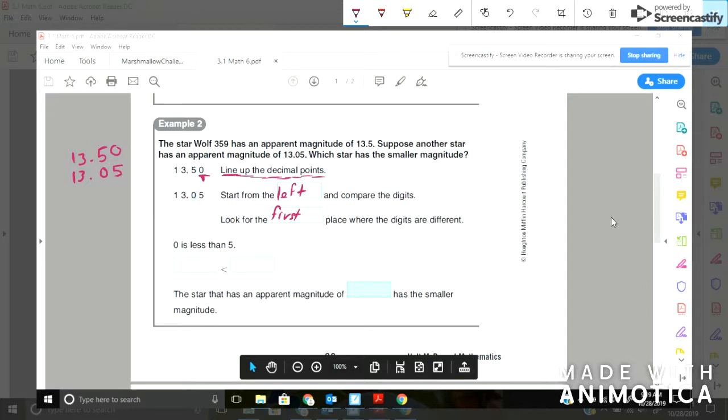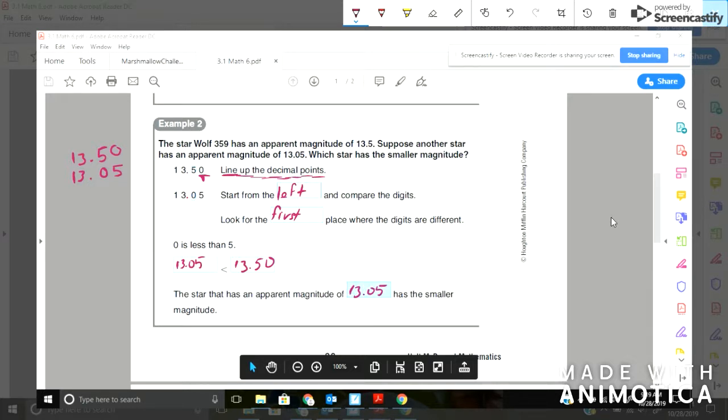So we have 13, 13, that's the same. We need to keep going from left to right. Well, here is different. 0 is less than 5 in this number, so 13.05 is less than 13.50. So the star that has an apparent magnitude of 13.05 has the smaller magnitude.